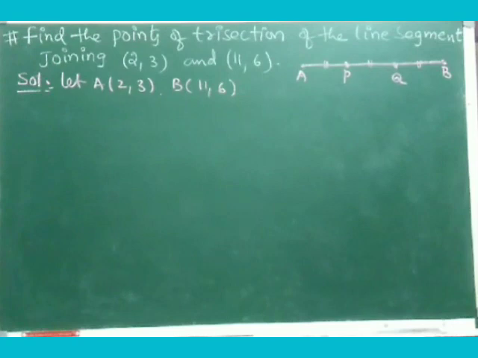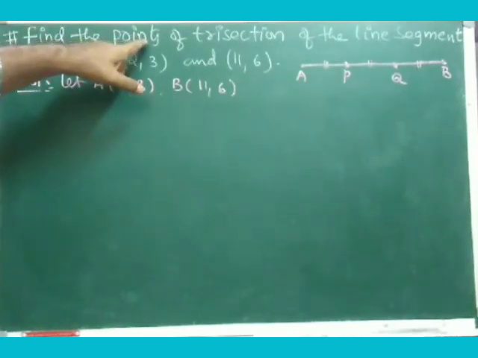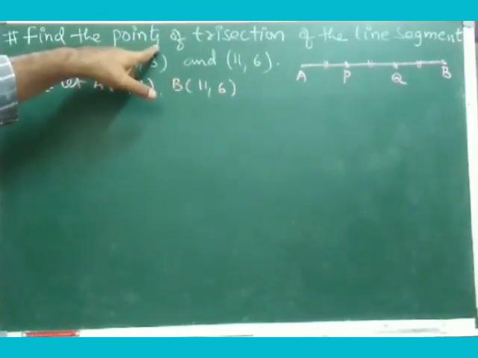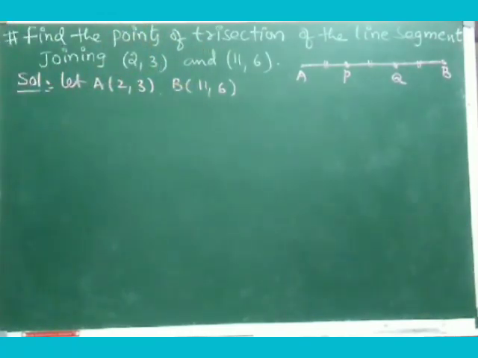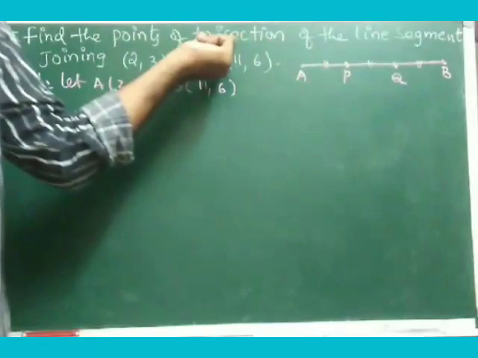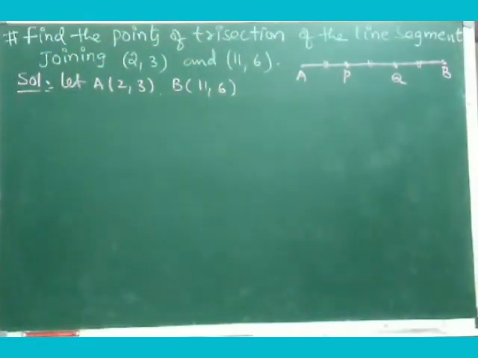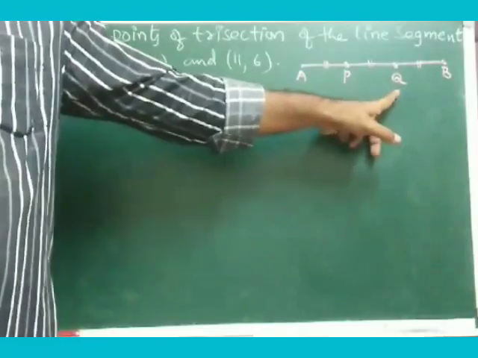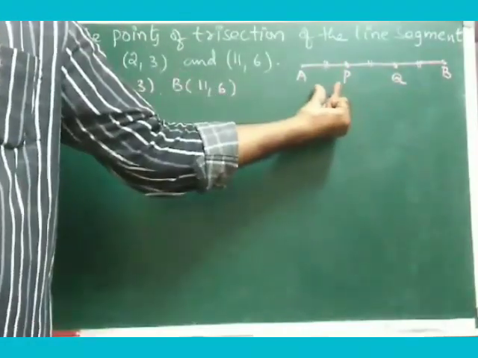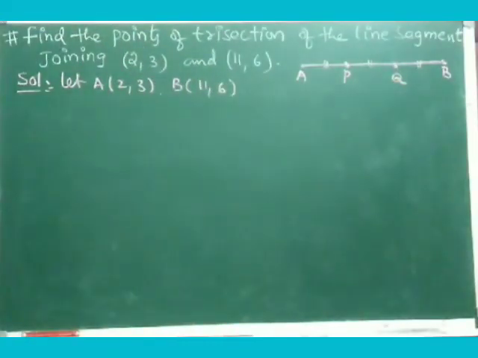Coming to the question: find the points of trisection of the line segment joining 2, 3 and 11, 6. Whenever the question is about points of trisection, we need to find 2 points, one is P and one is Q. The diagram is fixed if the concept is regarding points of trisection. Clearly P and Q are dividing the entire line segment AB into 3 equal parts. Hence P and Q are known as points of trisection.